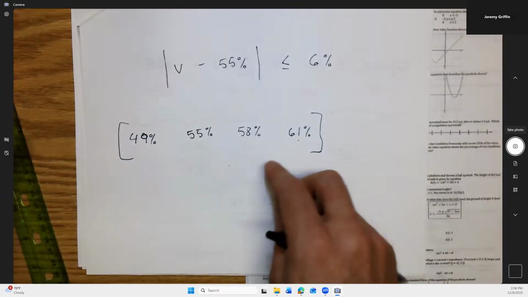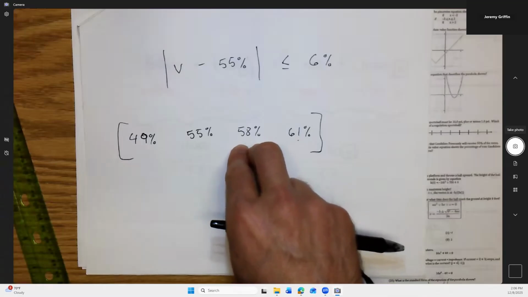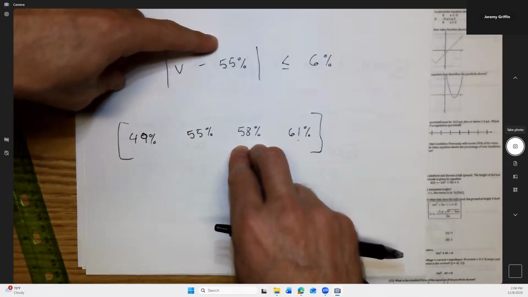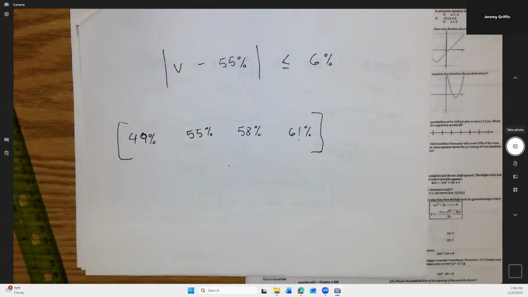Right? Or any number in the middle should be okay, like 58, for example. If he gets 58%, okay. 58 minus 55, isn't that 3? Is 3 less than 6? Yeah. Okay, that's in that window too.